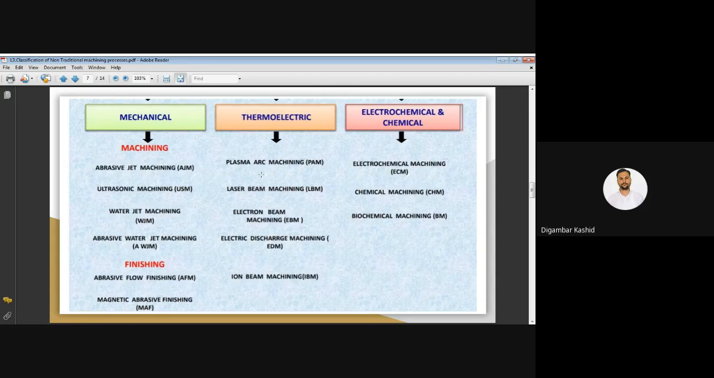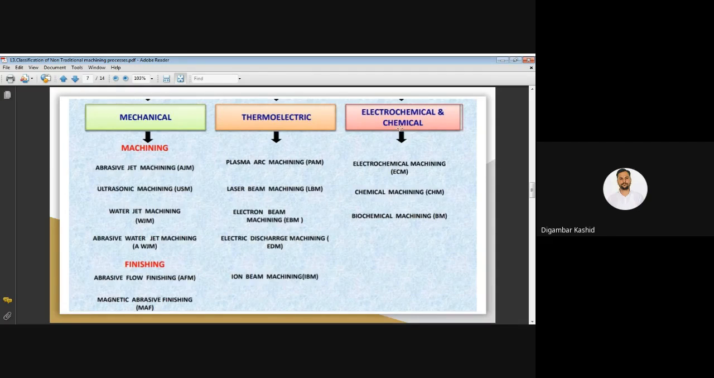Again, if we talk in detail about this third group, that is chemical and electrochemical, first the chemical process. The chemical process normally has a very narrow range of application, mainly in operations like engraving. It is carried out using chemical machining, but here the material removal rate is very low, and there is difficulty in finding a suitable agent for a given workpiece.